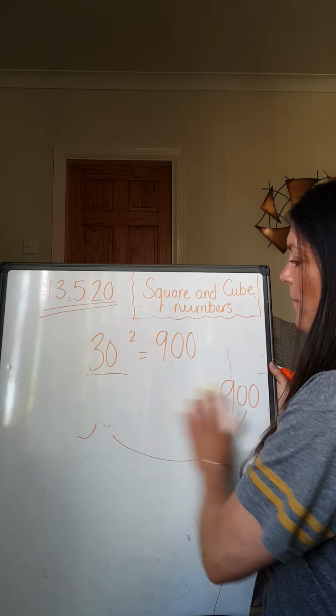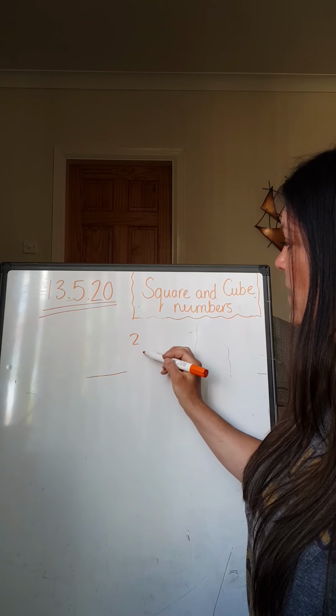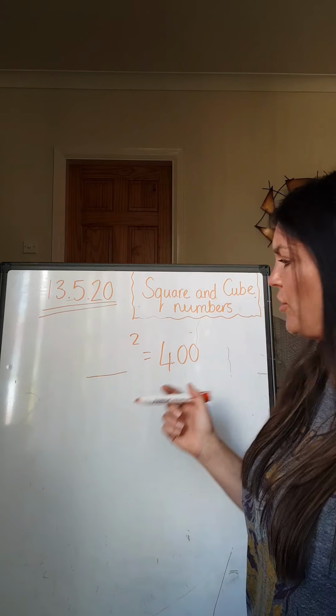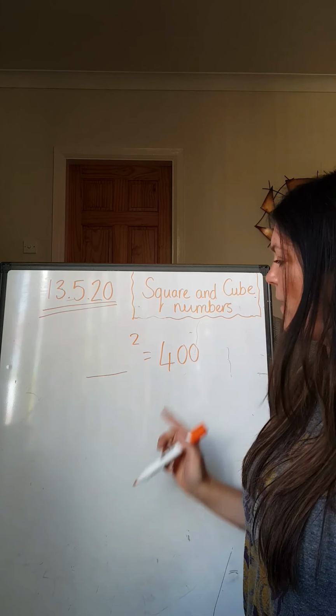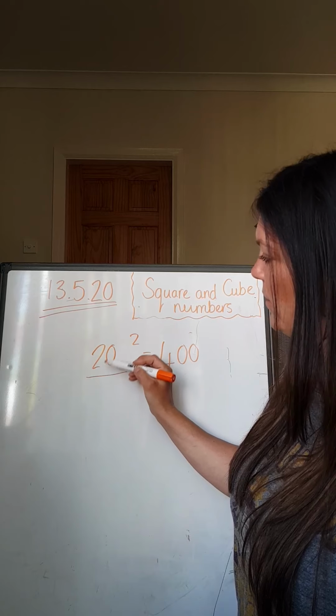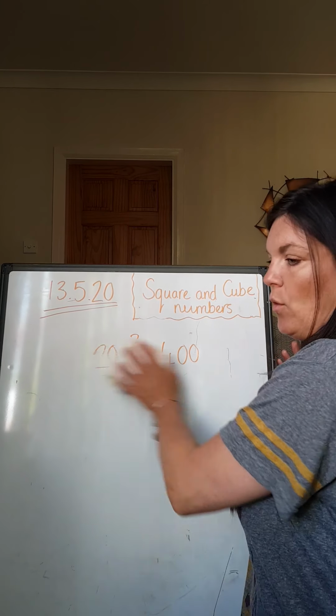Pretty easy. I'm not even going to do something squared equals 400, because I think you can see that now with the strategy. Could you work out what that is? Straight away I know 2 times 2, and if I share the zeros out, I would have 20 on each side. So 20 squared, 20 times 20 is 400.